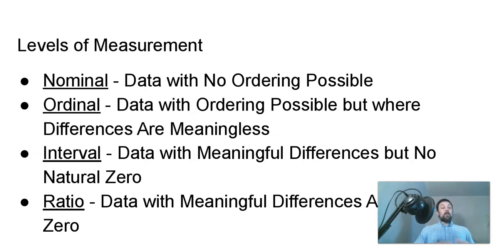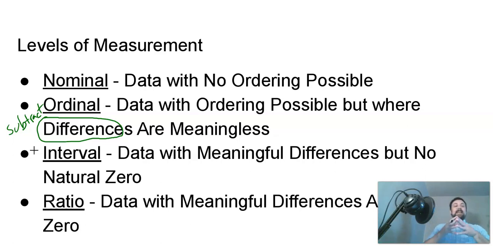Ordinal is data with ordering possible, but where taking differences would be meaningless. Now, a difference, remember, in math is subtraction. So if you could not subtract the data in a meaningful way, that would indicate that it's ordinal. You can put it in a certain order, but subtracting 2 data values in that data set wouldn't make sense. That's what makes it ordinal. So a difference would be to subtract.